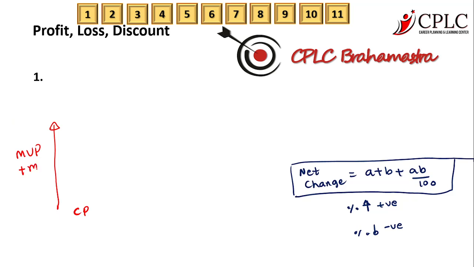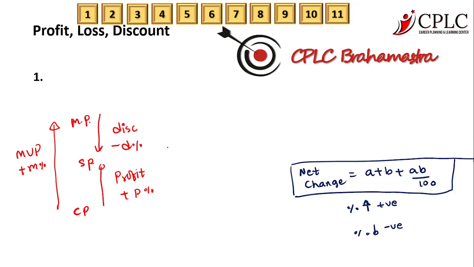So let's assume there is a m% increase in the price. So we arrived at mark price. Now from here, if the customer bargains, the shopkeeper will have to give us the discount. And if he gives us the discount, the price is reduced. And any percentage decrease should be taken as negative. So discount is percentage decrease, so it is taken as minus D%. And in the process, the shopkeeper ends up making his profit, and that is P%.